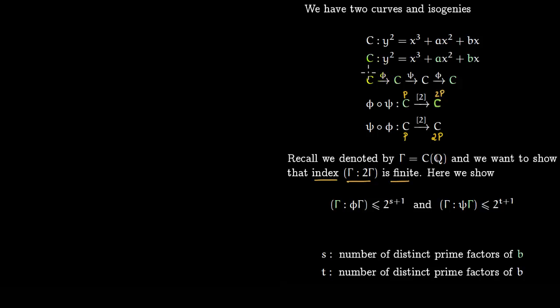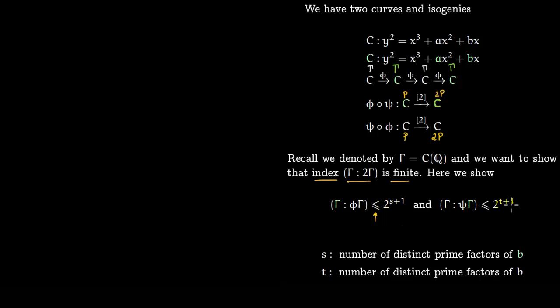So you apply phi to white gamma, it will sit inside the green gamma. The green gamma is the group of rational points on the green curve. You apply phi to this white gamma, it will sit inside the green gamma. Similarly, if you apply psi to this green gamma, it will sit inside the white gamma. So we can talk about this index. So applying phi to the white gamma sitting inside green gamma, we have to show this is finite, less than or equal to 2^s plus 1. And similarly we show this: green gamma, you apply psi to it, sits inside white gamma. We'll show this is also finite.